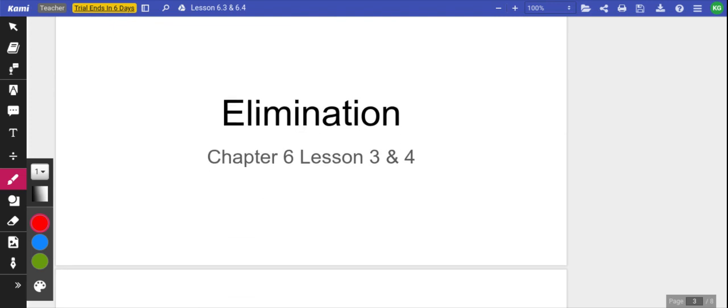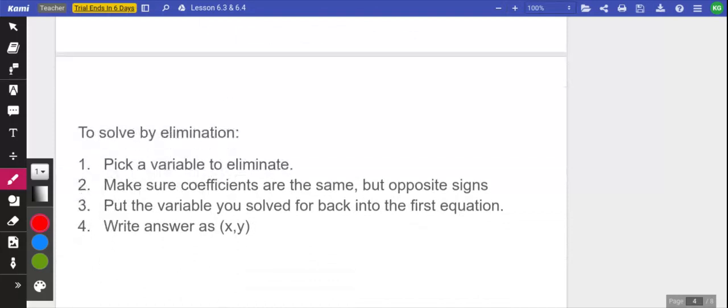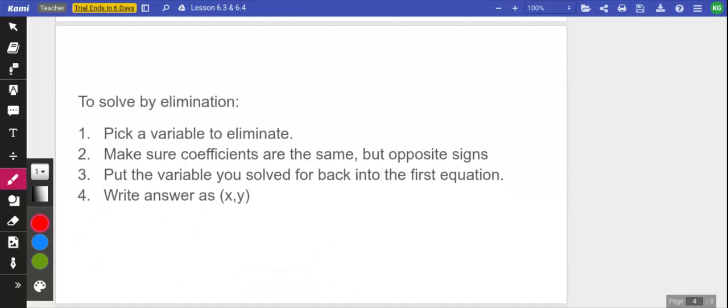We are doing chapter 6, lesson 3 and 4 in one lesson today because they're all dealing with elimination, and so we'll just be doing them together. Go ahead and pause here and take these notes down.